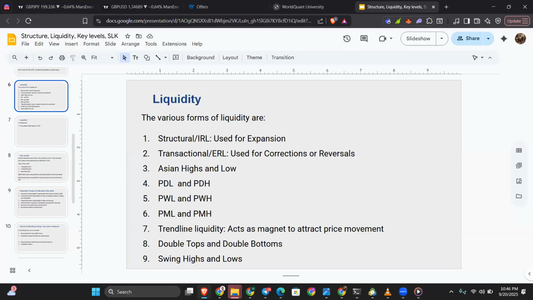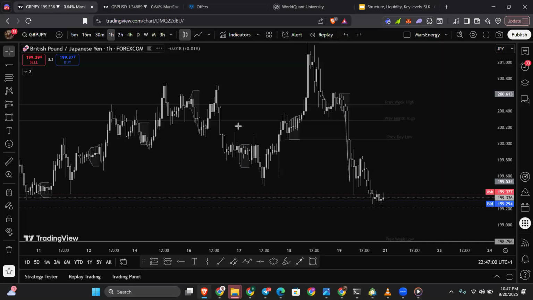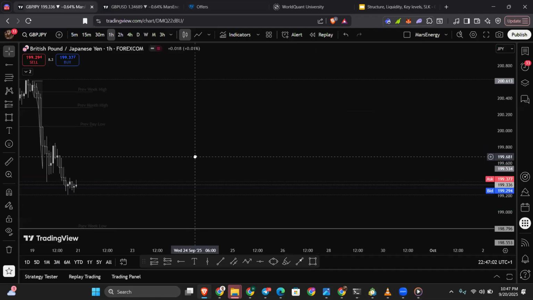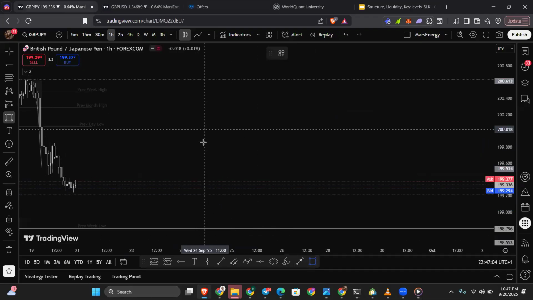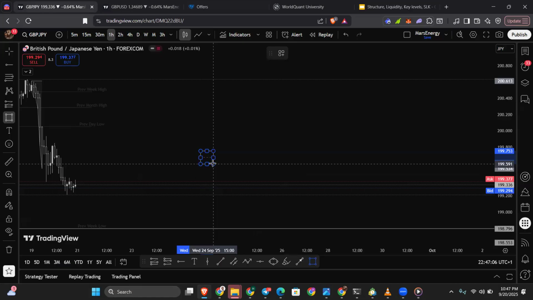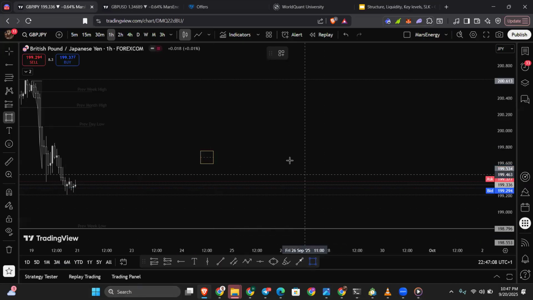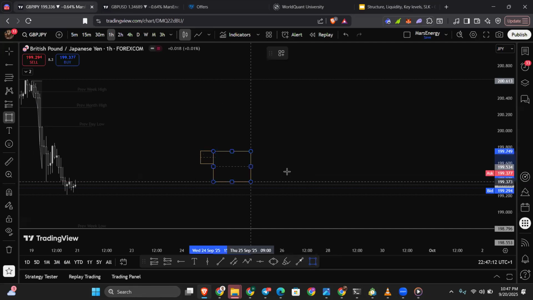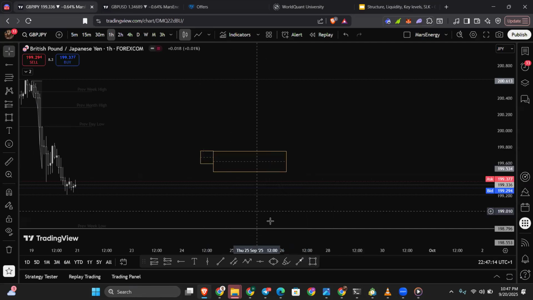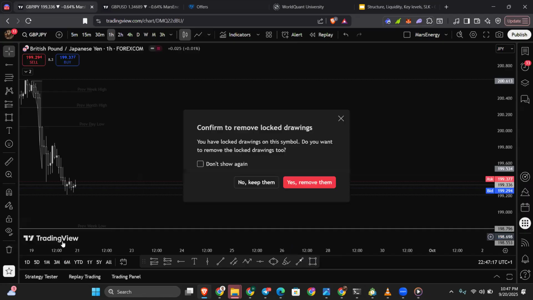Then we have the trend line liquidity, right? These guys act as magnets. We have the double tops and the double bottoms. Let me just explain double tops and double bottoms first. So when you have equal tops, right? Okay, sorry, let me use this other one.